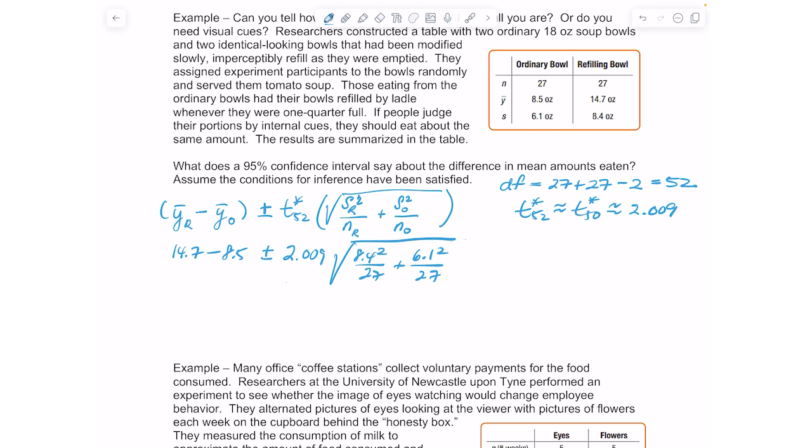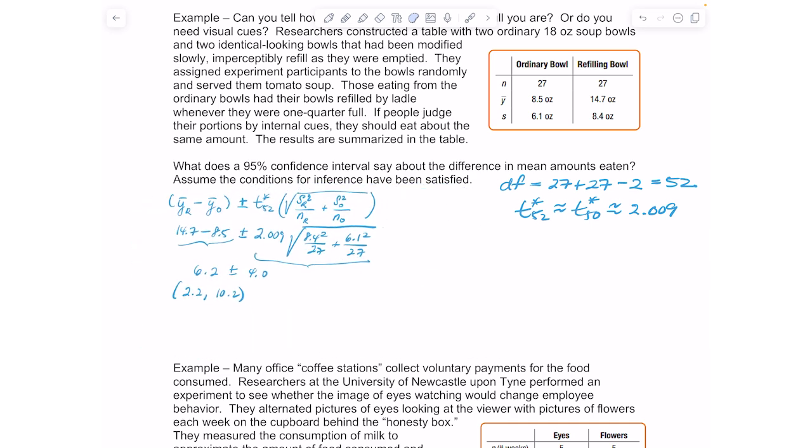Now, when I multiply all of this together, and when I subtract those two, I get 6.2 plus or minus. My margin of error is going to be about 4.0. And if I do 6.2 minus 4.0, I get 2.2. And 6.2 plus 4.0, I get 10.2. So there's my interval. Now our job is to interpret it. So let me shrink it so we have some room to write our interpretation.